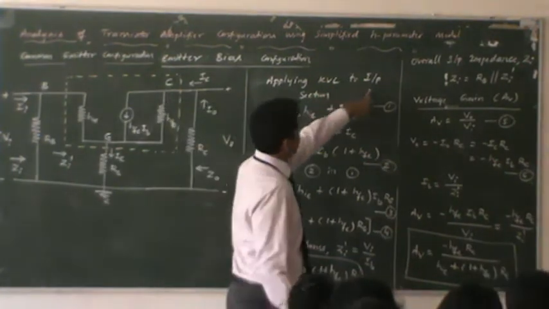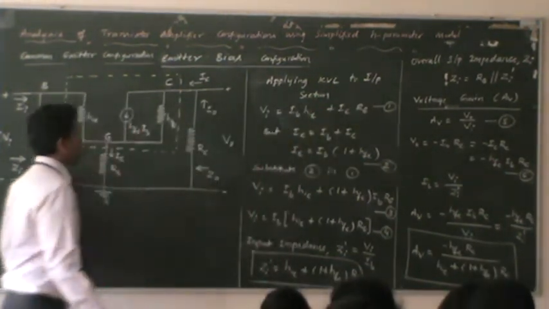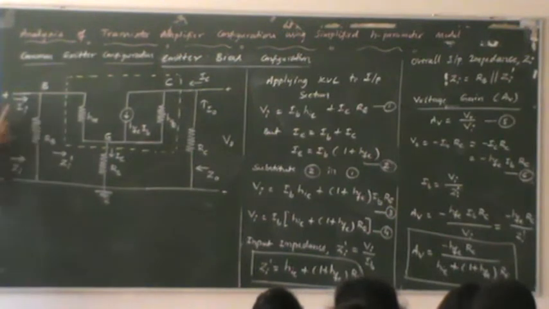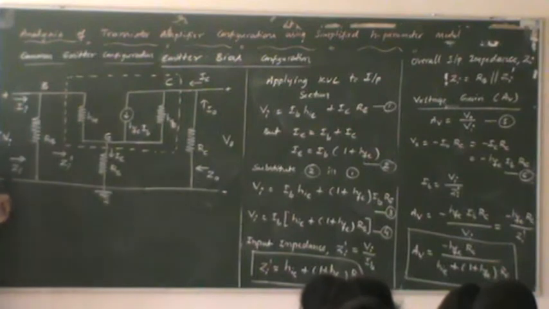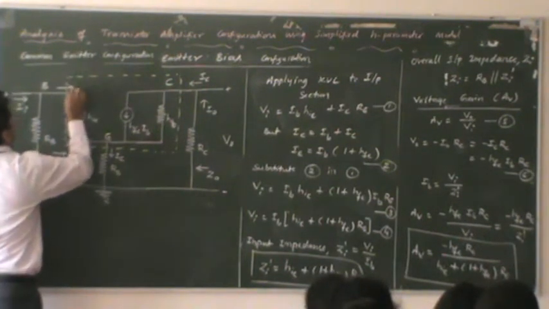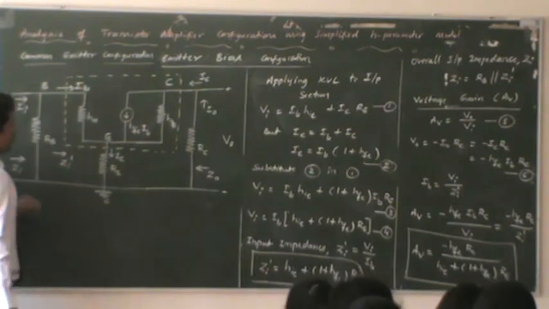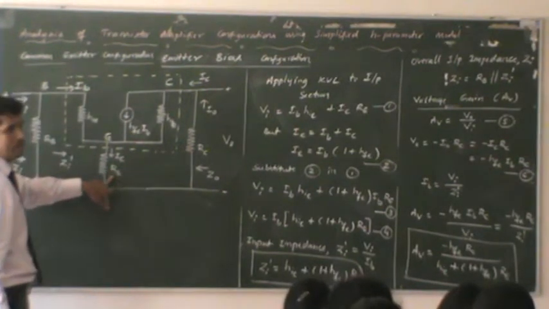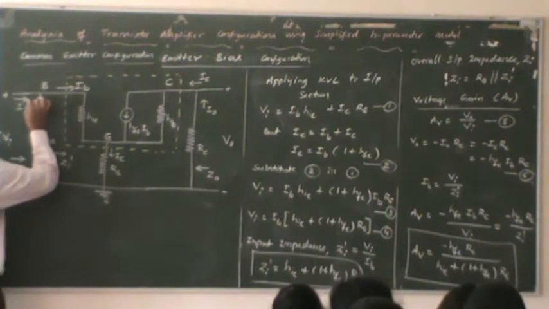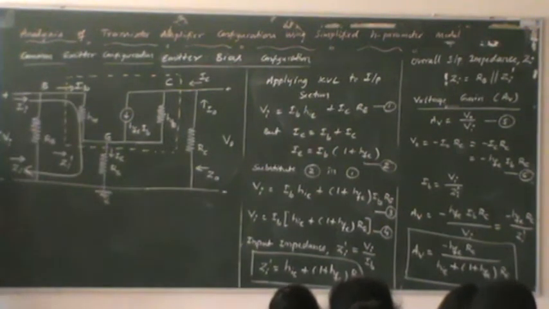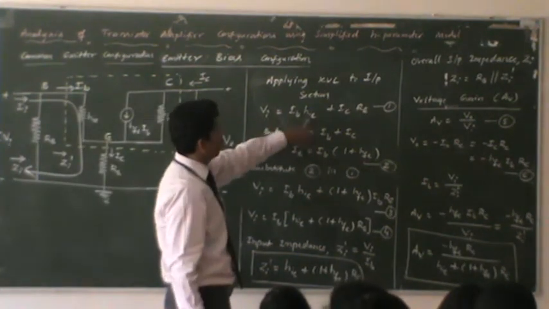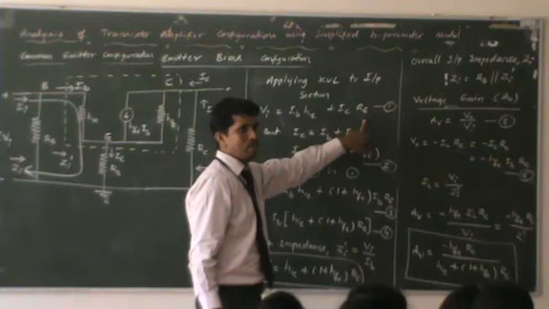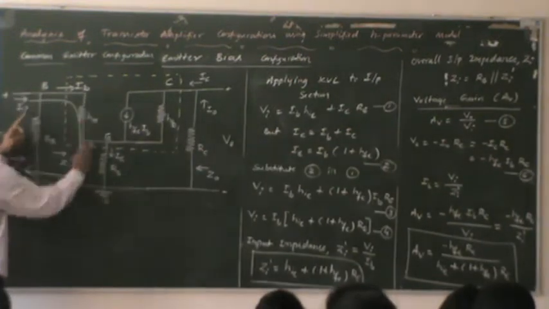If you just apply KVL to the emitter bias configuration, which you can see here, the current flowing here is IB times hie, current entering here is IB times hie, plus you can see IE times RE. That means I'm applying KVL in this loop. This is the loop which I have considered to apply KVL. So, minus VI plus IB times hie plus IE times RE. Those are the elements which I get in this loop.